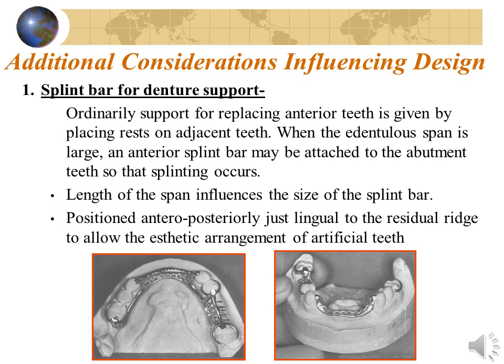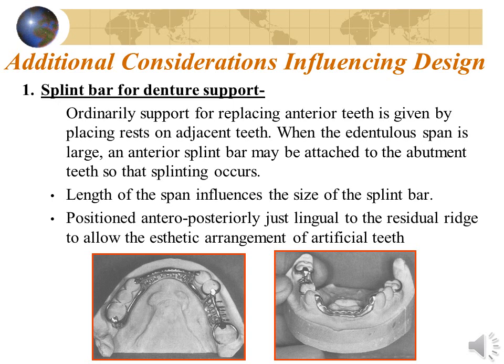Additional considerations influencing design. First is the use of a splint bar for denture support. Occasionally, a situation is found in which it is necessary that several missing anterior teeth be replaced with the RPD rather than by a fixed restoration. In such situations, it is necessary to provide the best possible support for replaced anterior teeth. Usually, this is done through the placement of occlusal or lingual rest or both on the adjacent natural teeth.